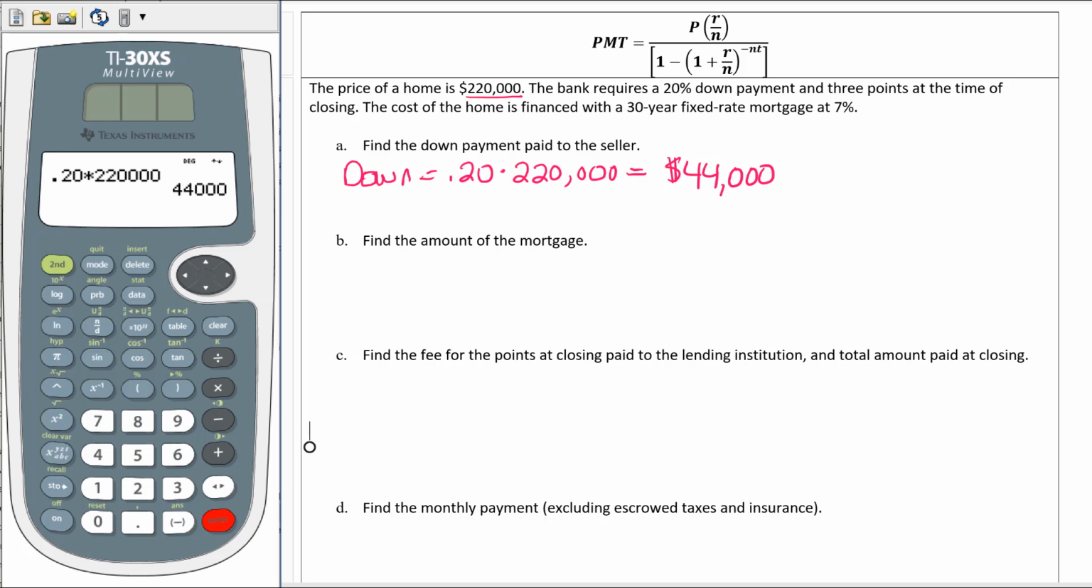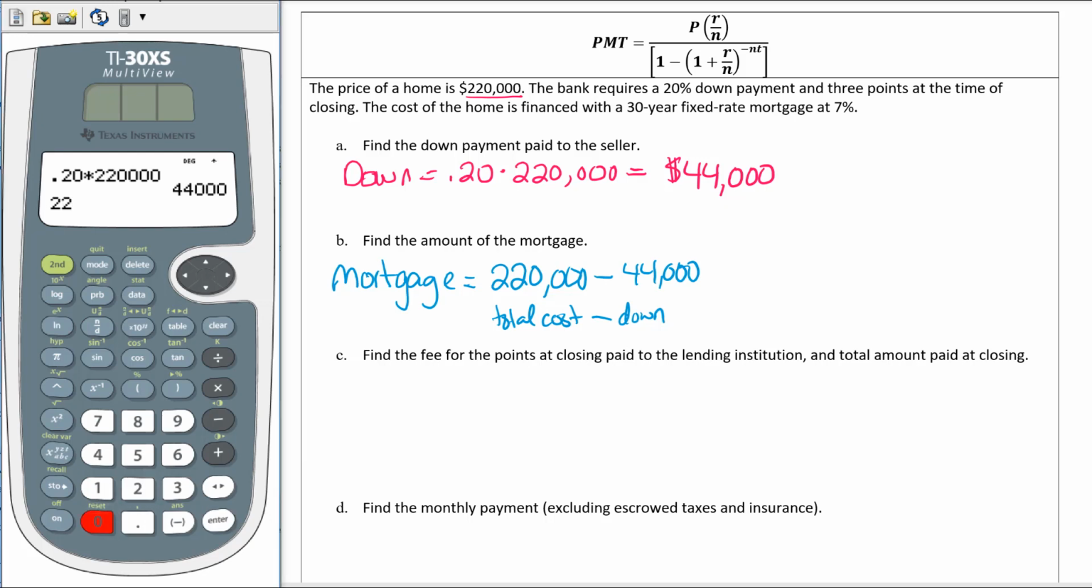So for part B, we're trying to find the amount of the mortgage. So the amount of the mortgage is only the part that you're going to finance. So we take the total cost of the home and we're going to subtract off the down payment, which you've already paid at closing. So 220,000 minus the 44,000, and that comes out to be 176,000. This is what you're going to be financing.